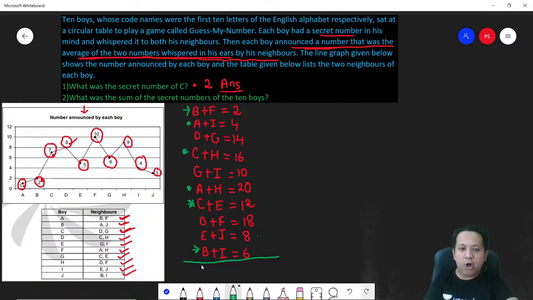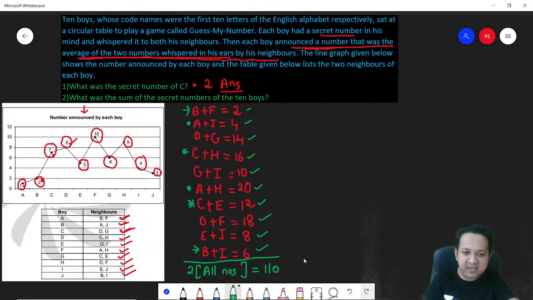So if you add up all the equations, I will get 2 times all numbers. 2 times A plus 2 times B plus 2 times C up till J will be equal to how much? Can you add up all the numbers? 2 plus 4, 6, 6 plus 14, 20, 20 plus 16, 36, plus 10, 46, plus 20, 66, plus 12, 78, plus 18, 96, plus 8, 104, plus 6, 110. So 2 times A plus B plus C plus D plus E and so on is 110.